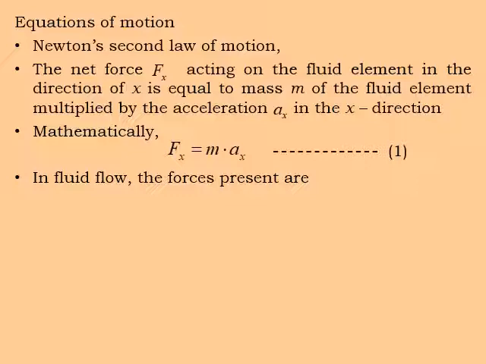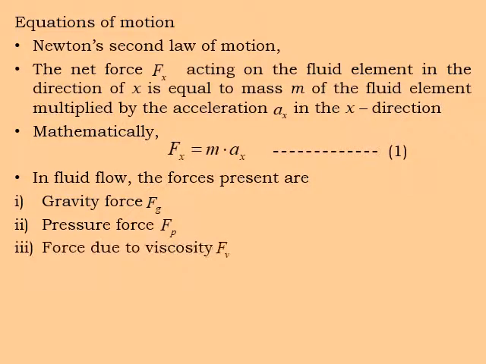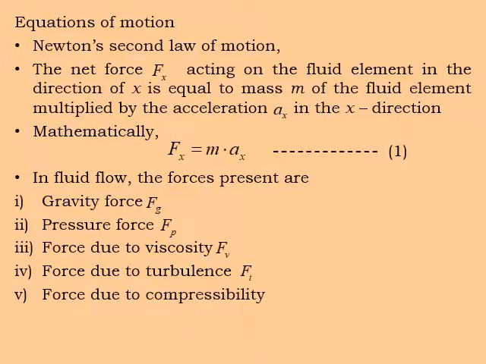In fluid flow, these forces are present. The first one is the gravity force, denoted by F of g. Second, pressure force, denoted by F of p. Third, force due to viscosity of the fluid, given by F of v. Fourth, force due to turbulence, given by F of t. Then force due to compressibility is given by F of c. So these are the forces acting on the fluid element that cause fluid flow.